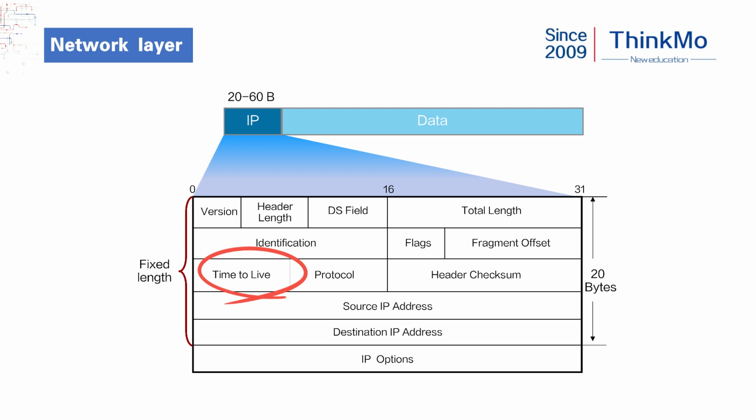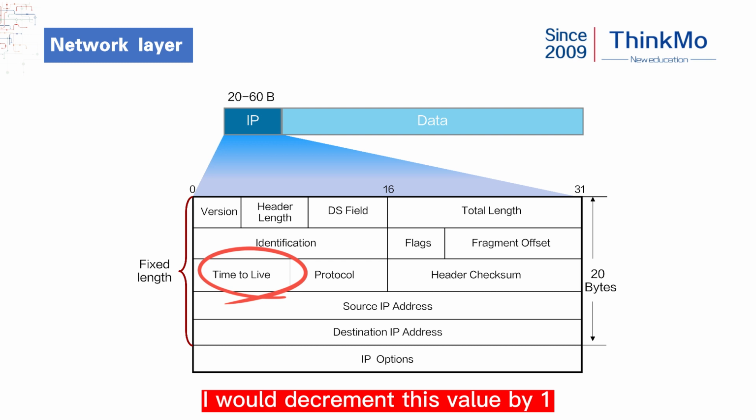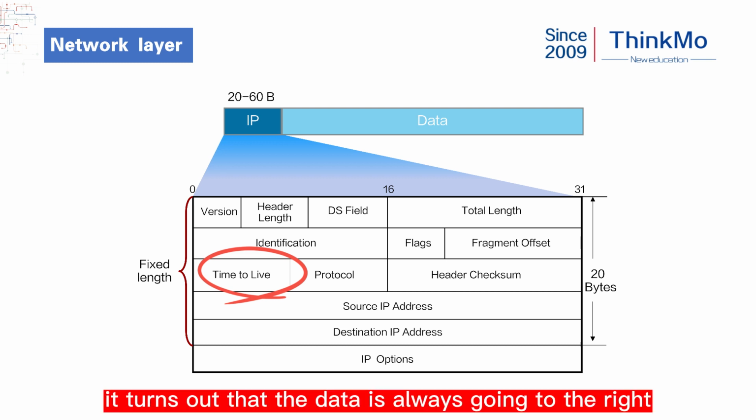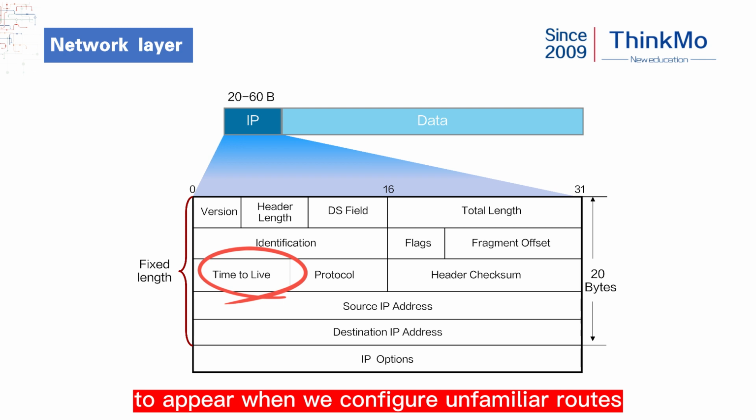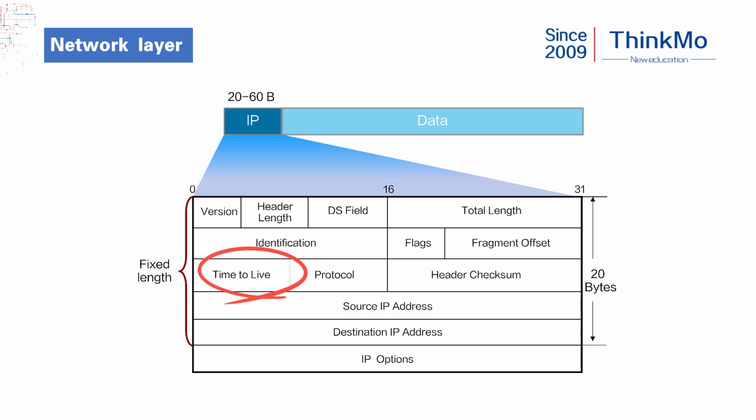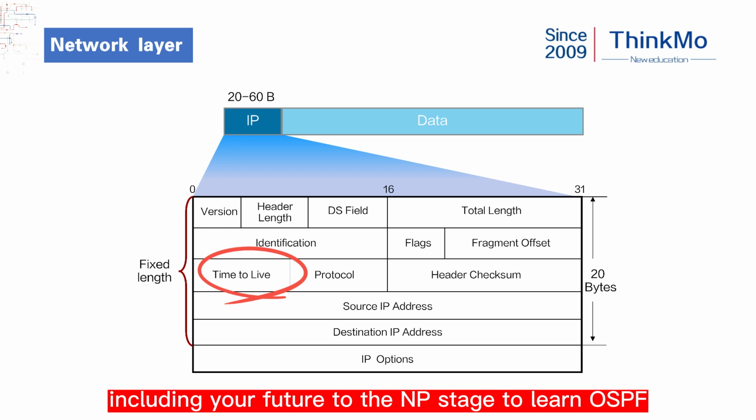So in the future, if for example I am 255, then every time I pass through a 3-layer device, I would decrement this value by 1. For example, now our network topology is like this. Engineers may have planned wrong. Then I generate data in the future. I think go right. It also thinks go this way. Every time we check the routing table, it turns out that the data is always going to the right. This is very easy to appear when we configure unfamiliar routes. It's very easy for this to happen, including when you get to the NP stage to learn OSPF. The loop problem is a very difficult problem to solve.